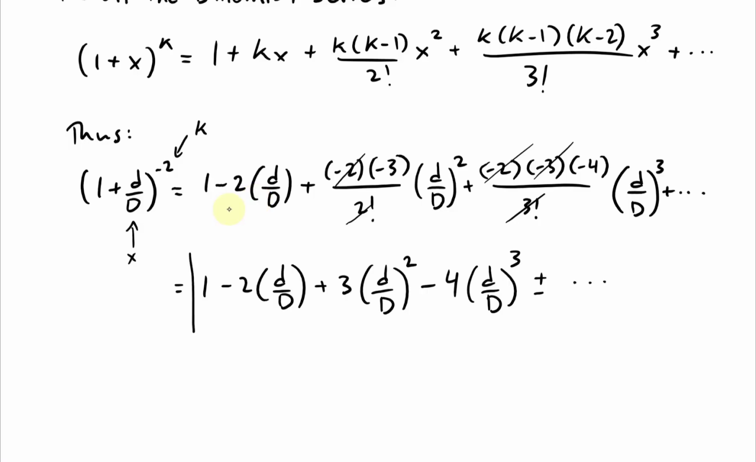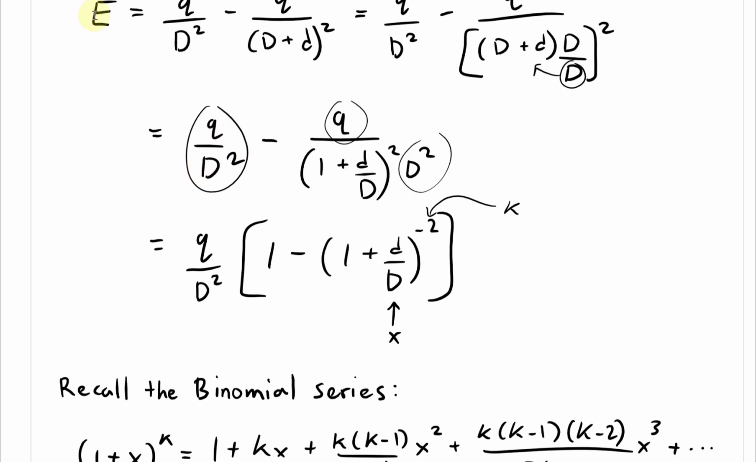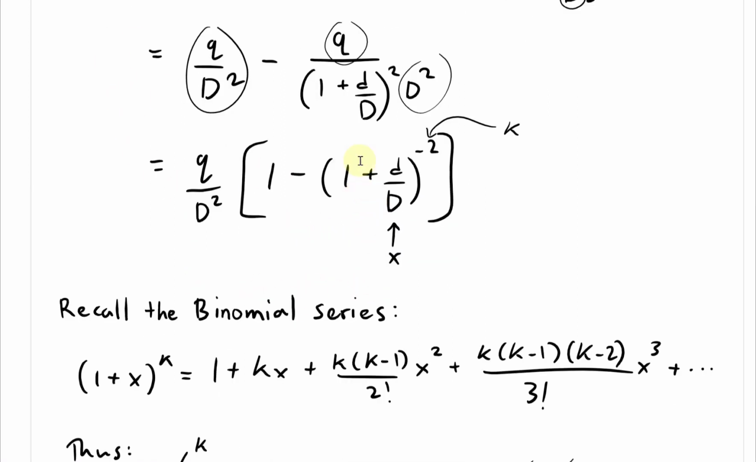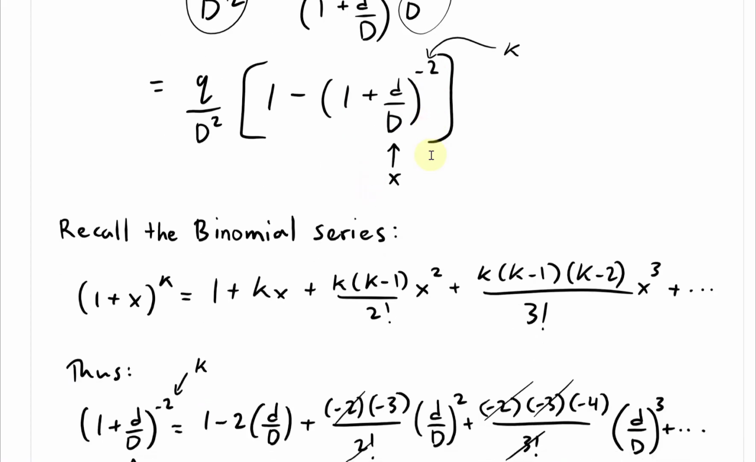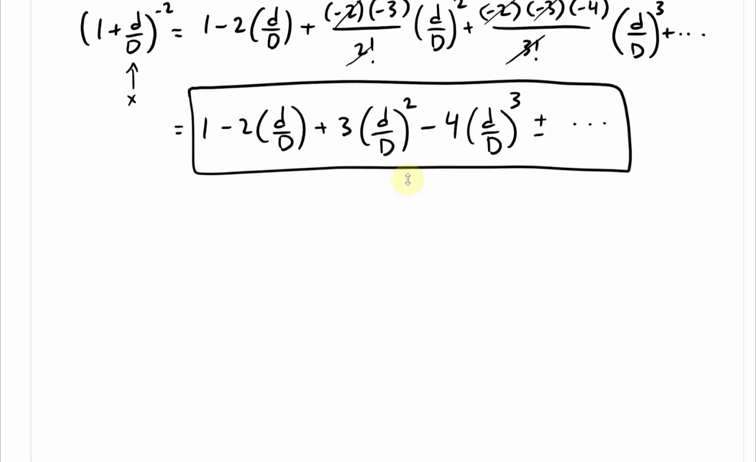Alright, so now that we have this, we can plug this inside our electric field equation. So let's go back to our electric field equation. We got it up to this point, so now we can replace this power, 1 plus d over capital D to the power of negative 2. So we can replace it. Let's make this a bit more tight.